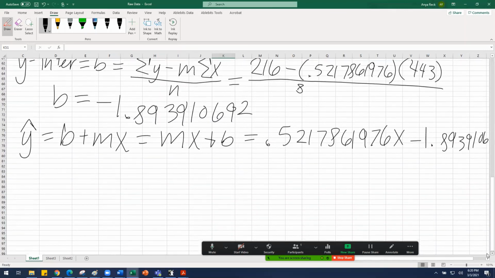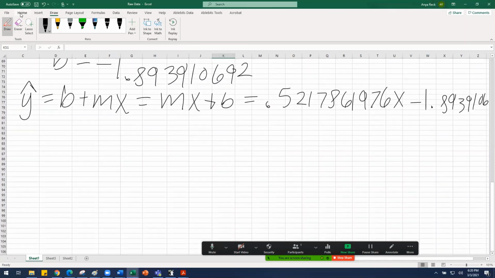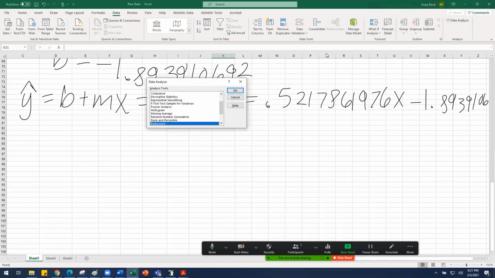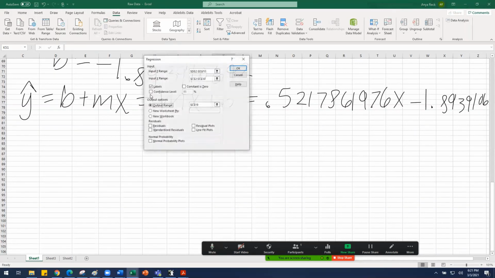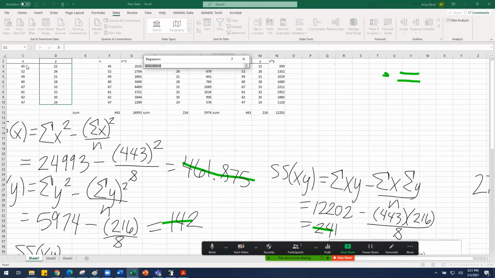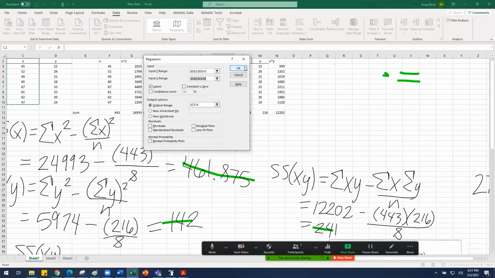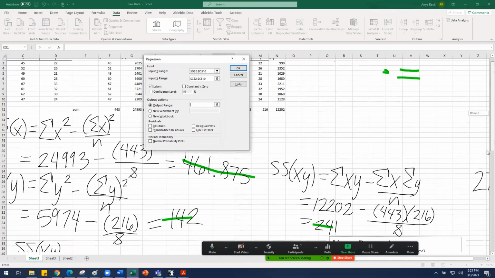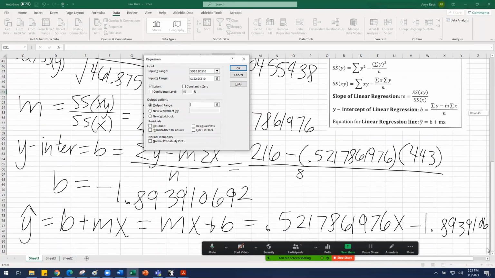We can check this answer in Excel. Let's just double check. We're going to go to data analysis, regression. Go up to the top, highlight the y column, highlight the x column, labels, select where you want your data to be inputted. I'm going to put it down here at the bottom.